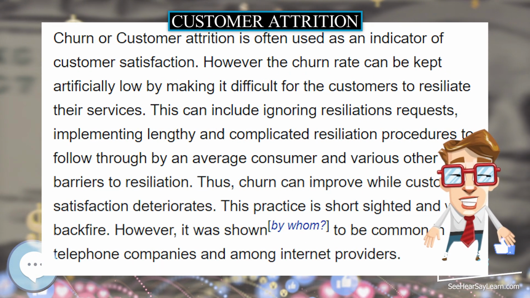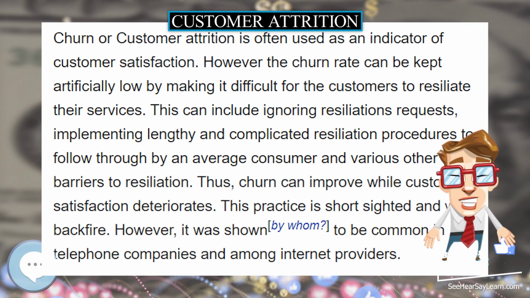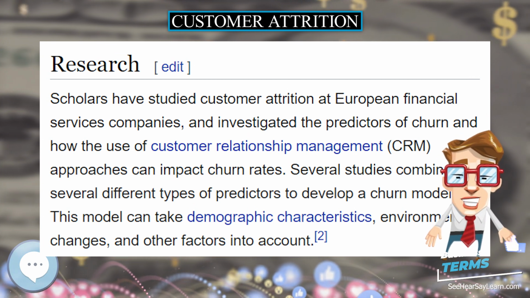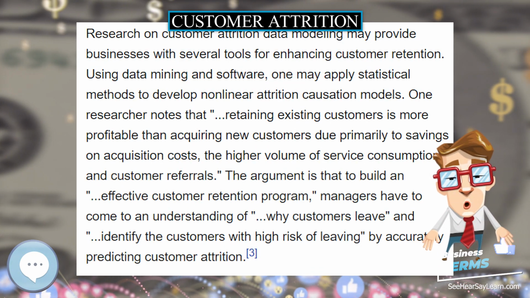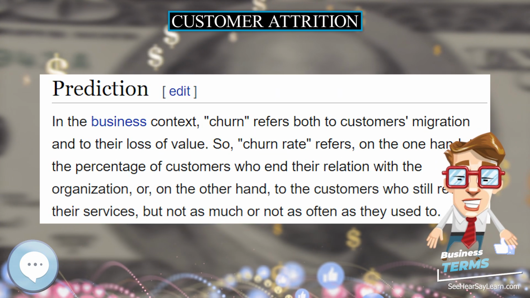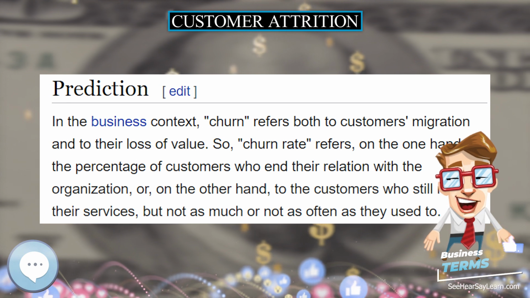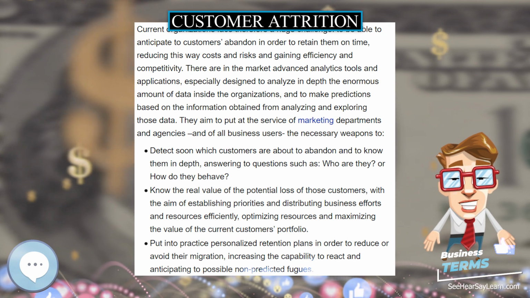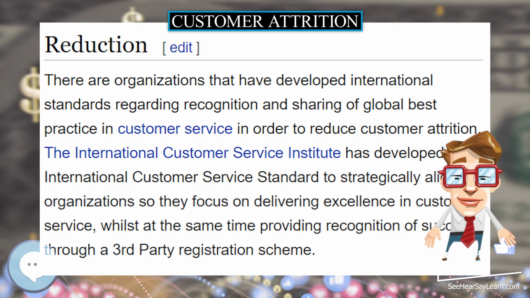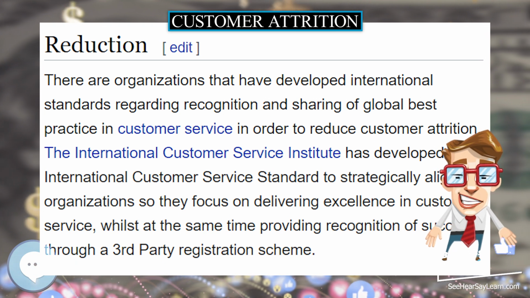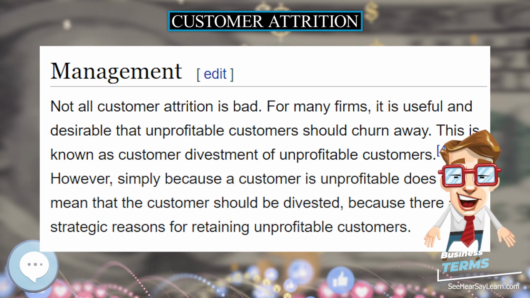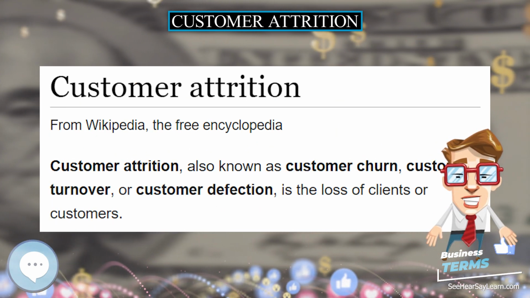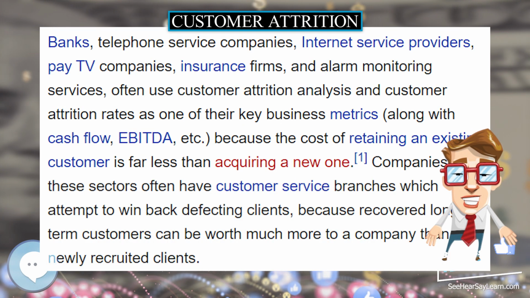Research. Scholars have studied customer attrition at European financial services companies, and investigated the predictors of churn and how the use of customer relationship management (CRM) approaches can impact churn rates. Several studies combine several different types of predictors to develop a churn model. This model can take demographic characteristics, environmental changes, and other factors into account. Research on customer attrition data modeling may provide businesses with several tools for enhancing customer retention. Using data mining and software, one may apply statistical methods to develop nonlinear attrition causation models.